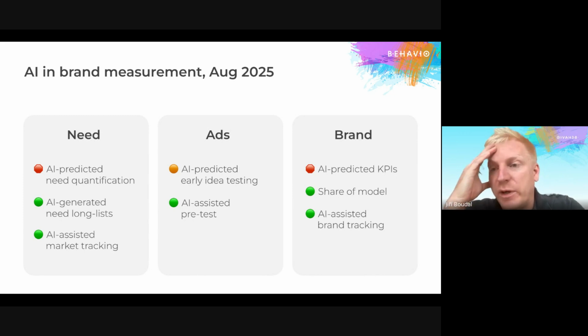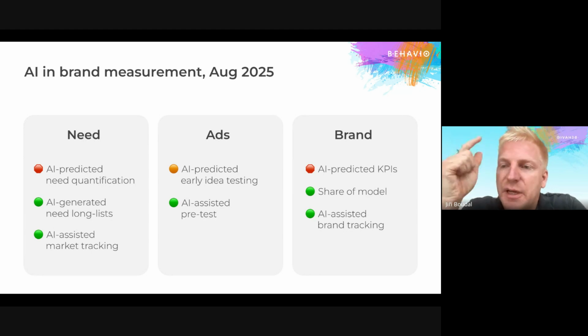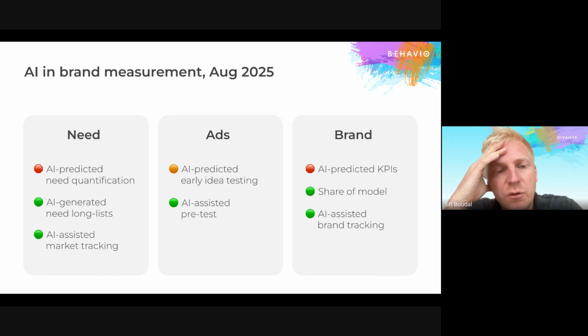Where we would definitely suggest not to use the AI-predicted metrics yet is the quantification of the needs. As you could see, sometimes the small percentage differences are super important when you're deciding how to take over the booking or Airbnb. So this is not there yet with the precision. And also with brand measurement, so far, using predictive metrics is really not accurate enough. You want to see precisely how your brand salience has grown.